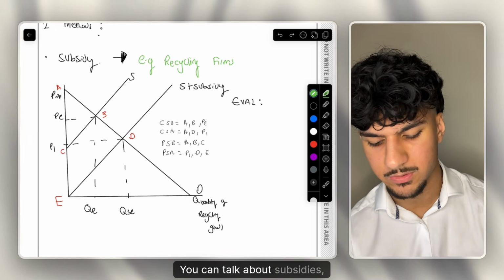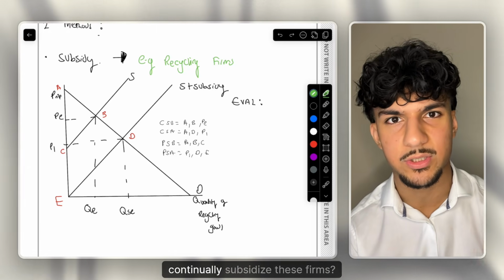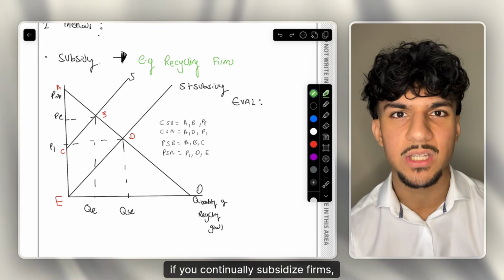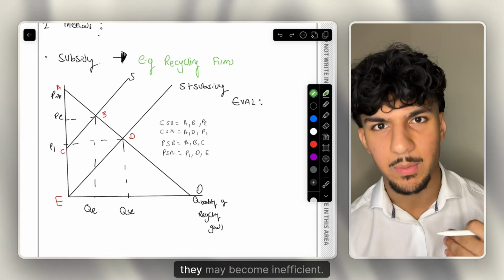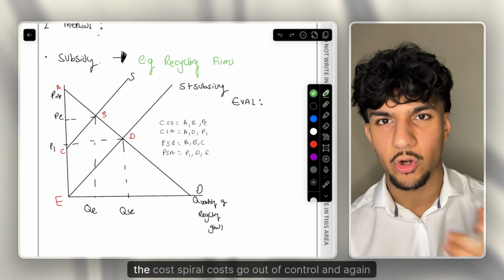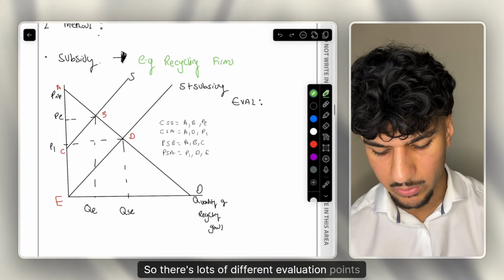And there's many more you can talk about with subsidies. You can talk about long run versus short run. Is it sustainable for the government to continually subsidise these firms? In the long run, if you continually subsidise firms, they may become reliant on the subsidy. They may become inefficient. You can talk about X inefficiency, where as they're being subsidised, costs spiral out of control, and again, inefficiency. So there are lots of different evaluation points here.